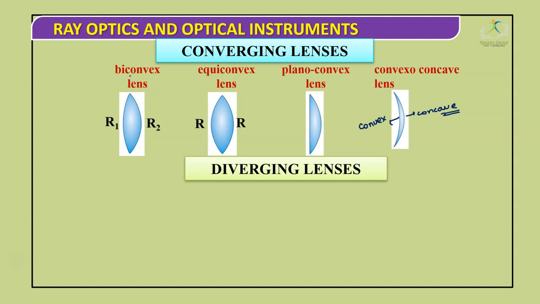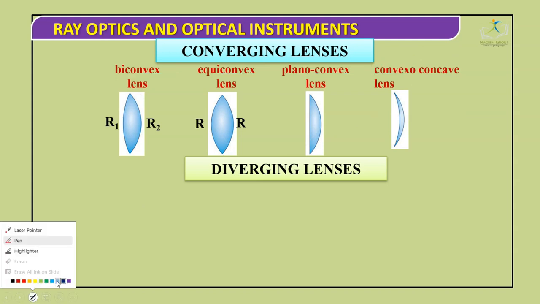Generally you have to term it convex only. So these are converging lenses. How do you remember them? I have a trick for you students for remembering converging: converge or convex.